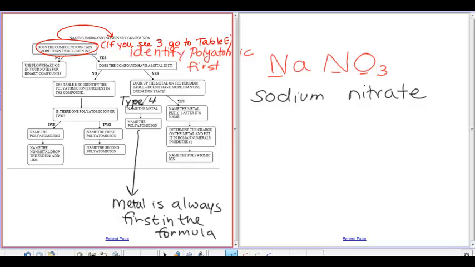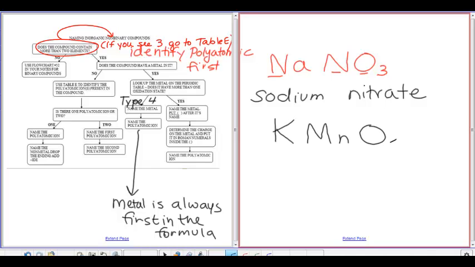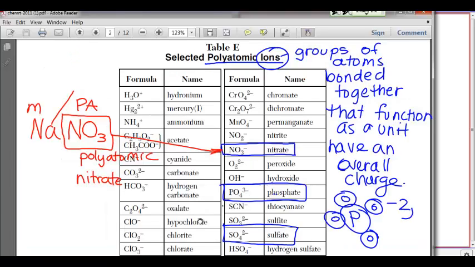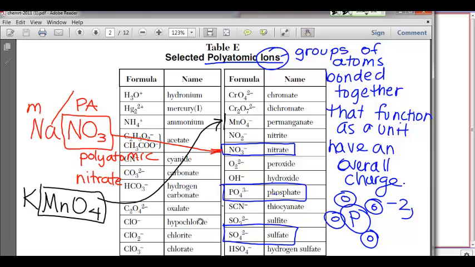Okay, here's another one for you. So there are 3 capital letters here, so when there are 3, go to table E, and we want to find the polyatomic. KMnO4, that's in our compound that's also present on this table. And there it is. MnO4 is a polyatomic, okay? So this is your polyatomic.